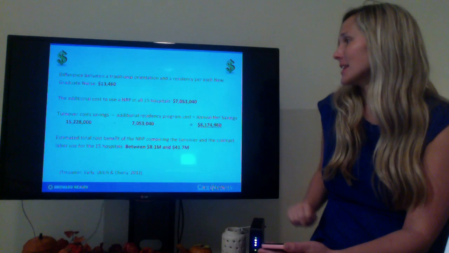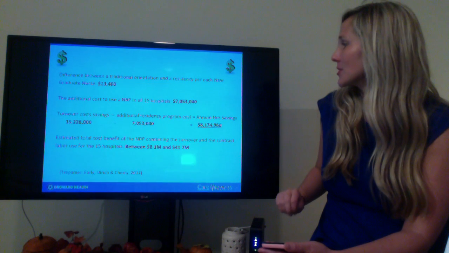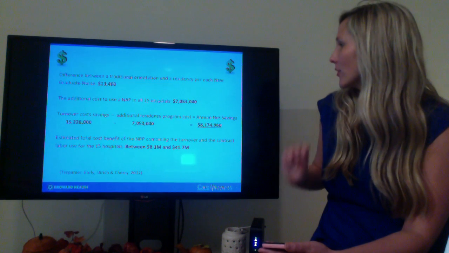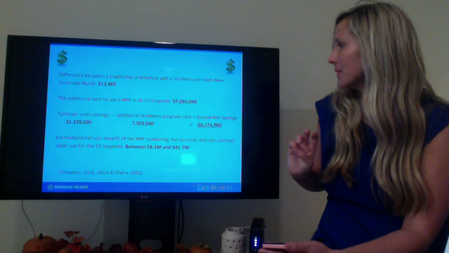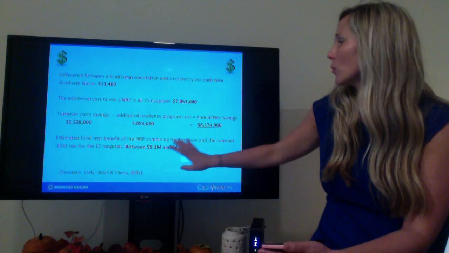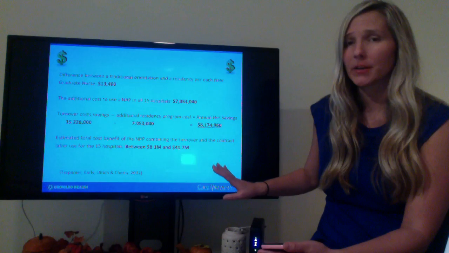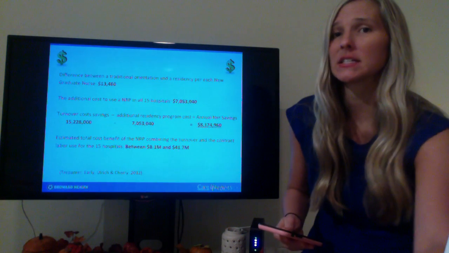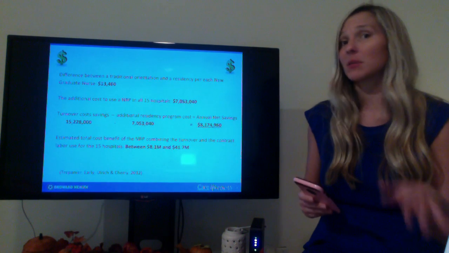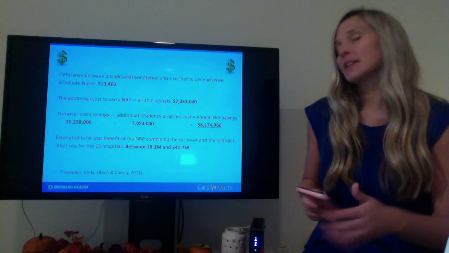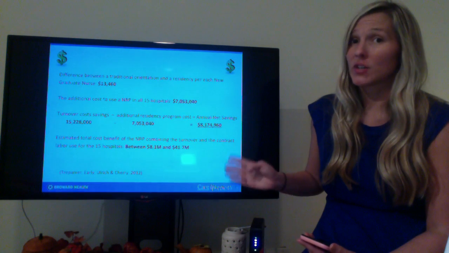So the estimated total cost benefit of the nurse residency program, combining the turnover and the contractor labor use for all the 15 hospitals, is between $8.1 million and $41.7 million. And I'm not saying that this study doesn't have some limitations, but these are very, very big and drastic findings.